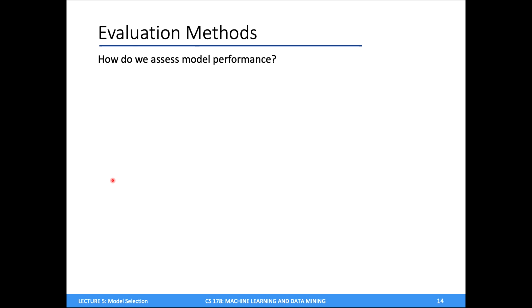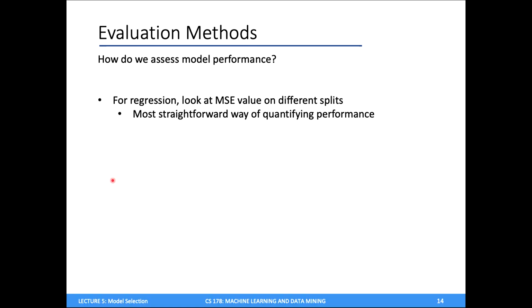Okay, so far I've talked about this train validation test split, and using this to select the best model out of multiple choices. But how do we actually evaluate a model on the validation set? How do we pick which model is best? For a regression problem, the most straightforward thing you can do is just look at the loss function, so the mean squared error. You can look at the mean squared error on the training set and the testing set and use this to do model selection.